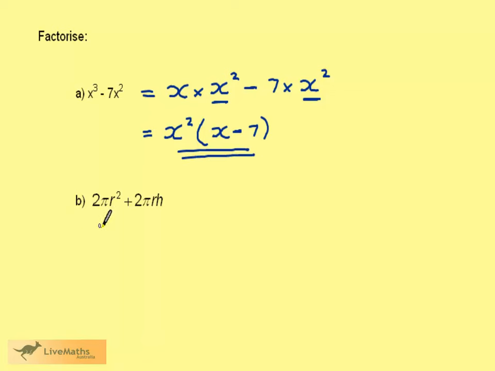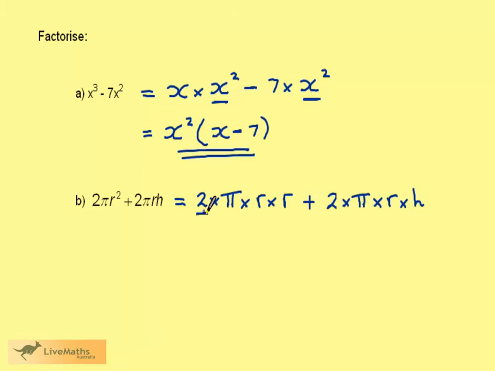We now have 2 pi r squared plus 2 pi rh. 2 pi r squared can be written as 2 times pi times r times r. We then have the plus sign, and 2 pi rh is 2 times pi times r times h.